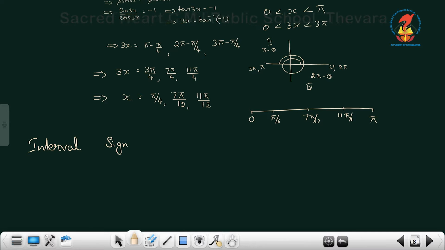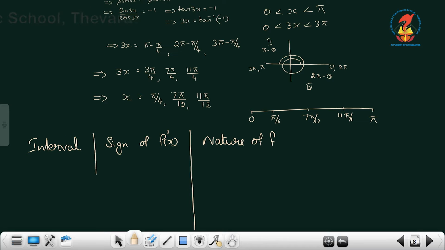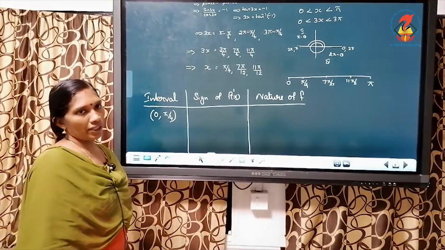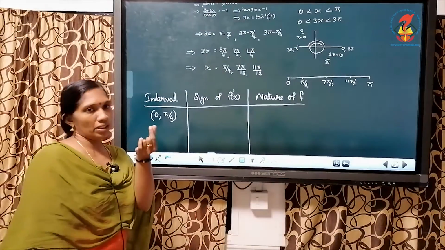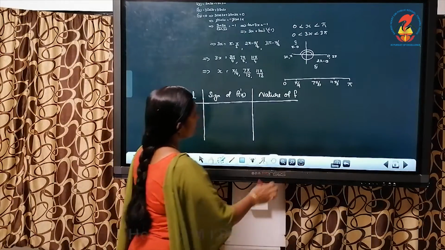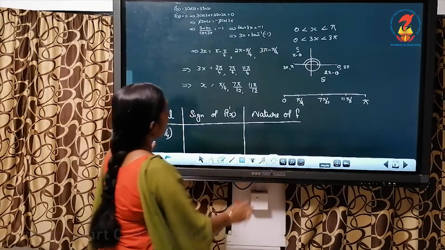Now for each interval, the sign of f dash x, then the nature of f. The first interval is 0 to pi by 4, open interval. Pi by 4 means 45 degrees. From this interval you have to take one value which you know, and substitute in f dash x.